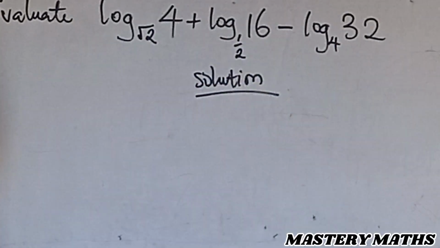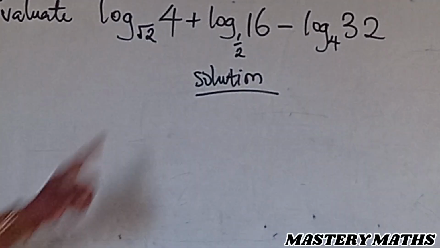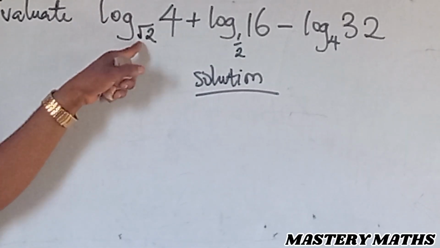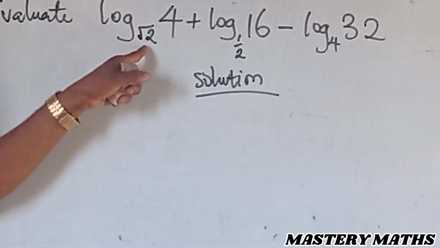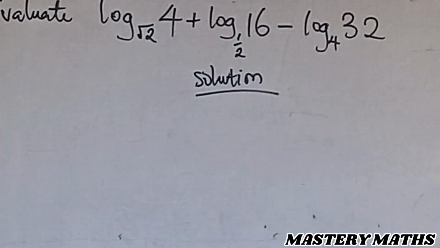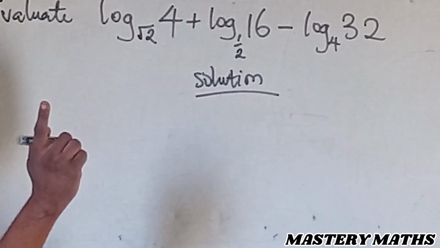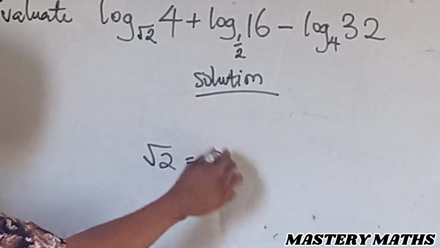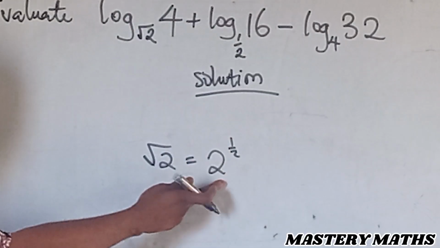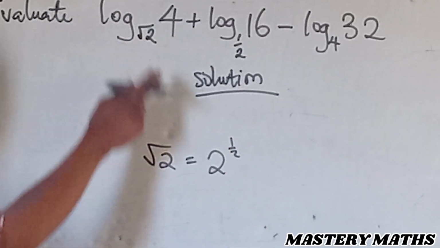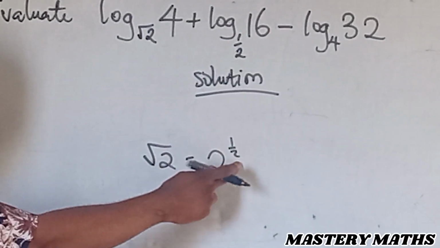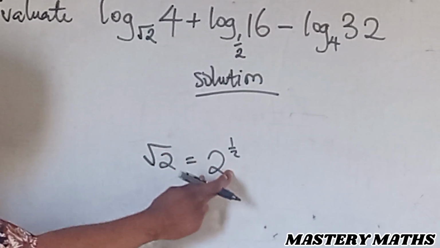Very important. Before we can equate these, first look at the first base. The first base has root 2. We need to remove this root 2 because we can't solve with root 2. And how do we remove the root 2? First of all, we change this root 2 to something else. Root 2 is the same thing as 2 raised to the power 1 over 2, 2 raised to the power half. So we replace this root 2 with this.